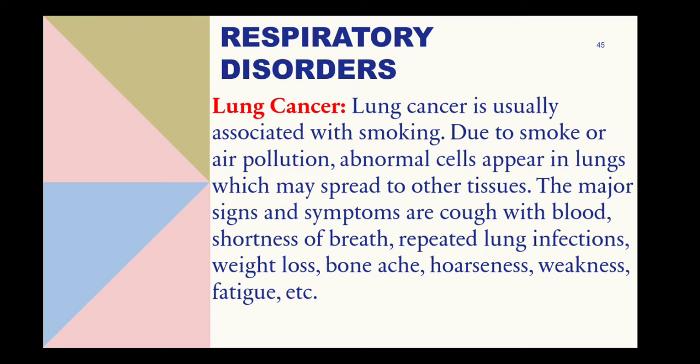So these cells are extra or abnormal cells that are growing in the lungs, which may spread to other tissues as well. The major signs and symptoms are cough with blood, shortness of breath, repeated lung infections, weight loss, bone ache, hoarseness. Your voice is not clear. It becomes hoarse, and you feel weakness, and you're always tired.